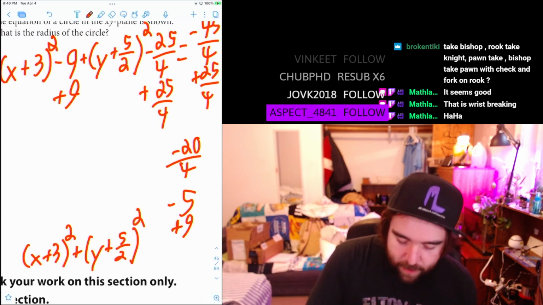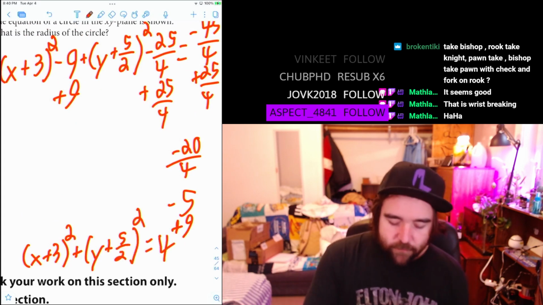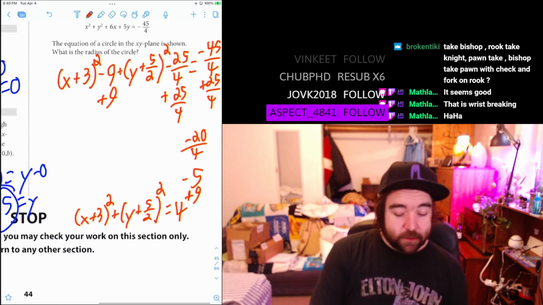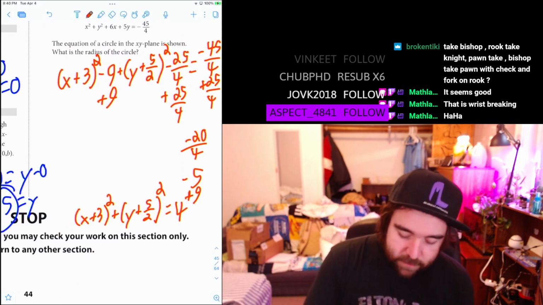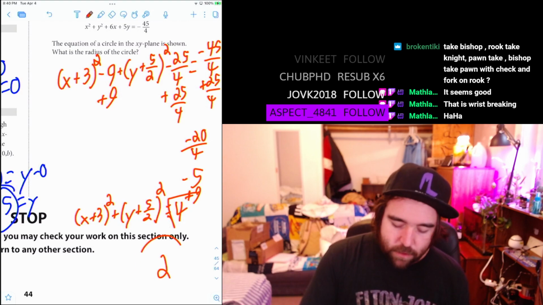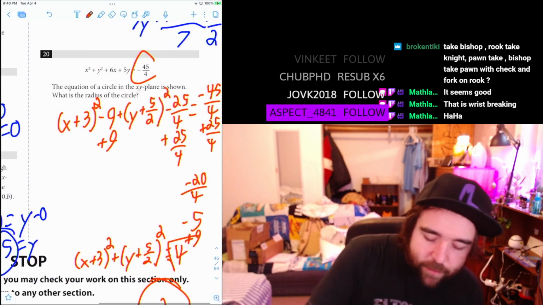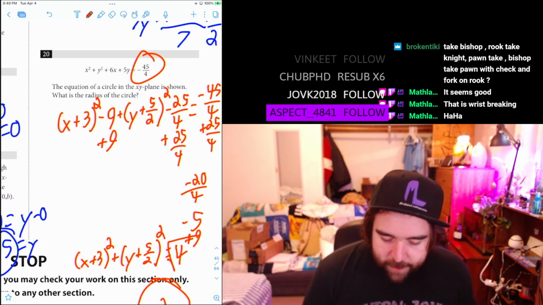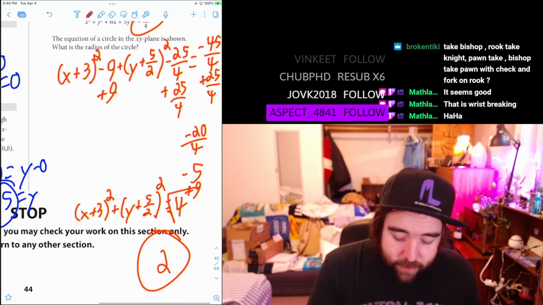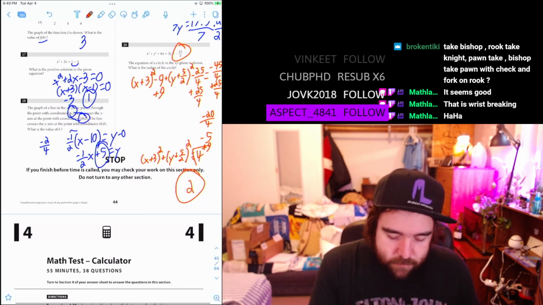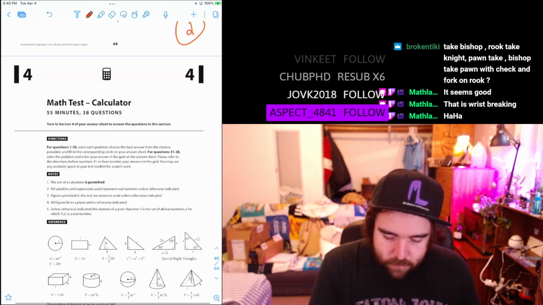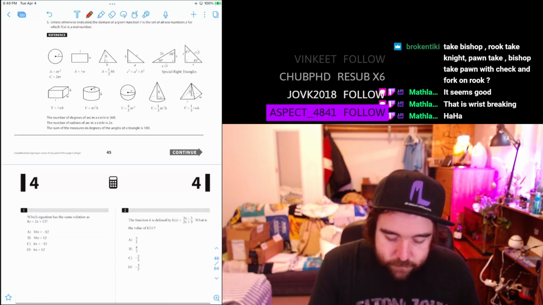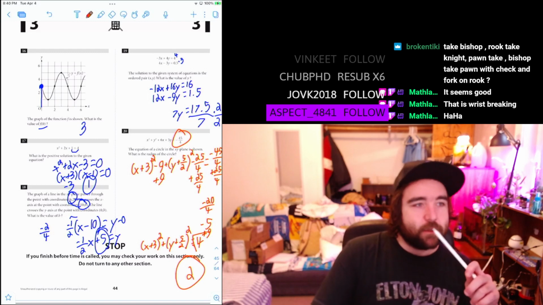No way to get rid of that. Equals 4. So what's the radius? Not 4. The square root of 4, which is 2. So people are always quick to remember that the number over here is the radius squared. But very important to remember, you've got to complete the square first before you're going to do any of that. And that's that entire section.